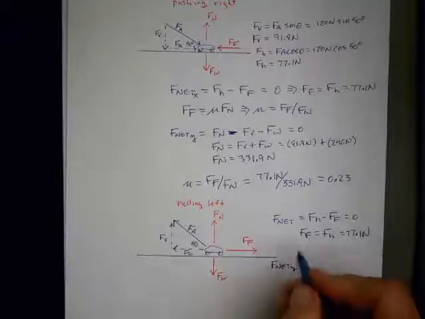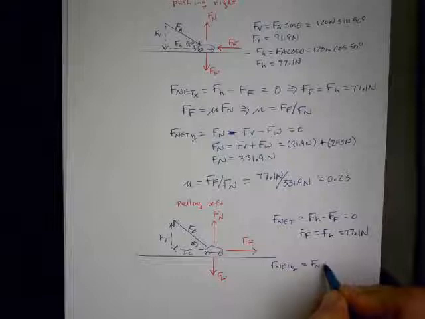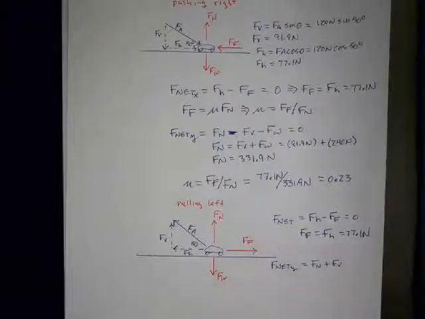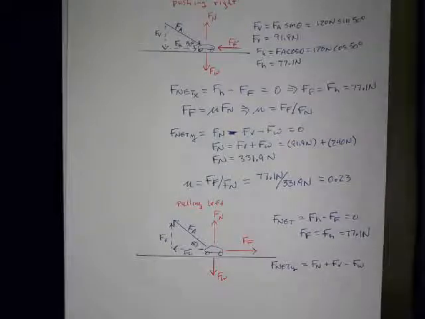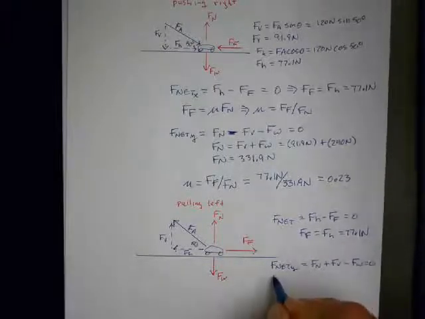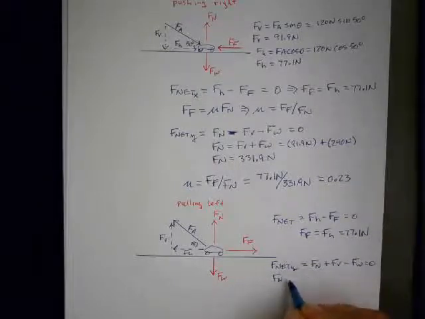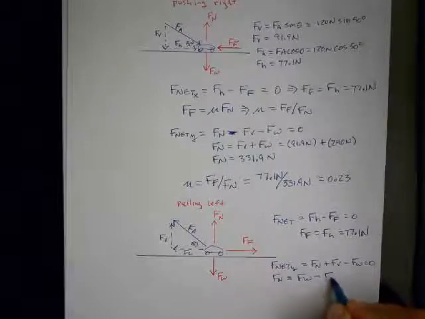Because I'm pulling instead of pushing, FV is now up instead of down. And of course, FW is still down. It's always down. And that's still going to be 0. So now my Fn, my normal force, is going to be the difference of the weight.